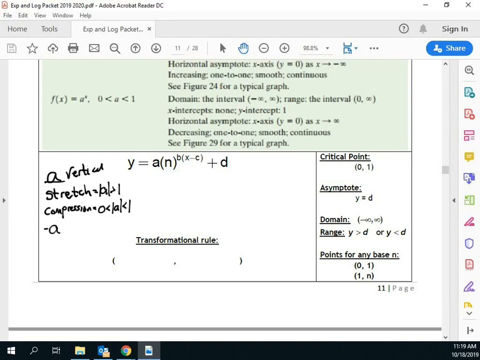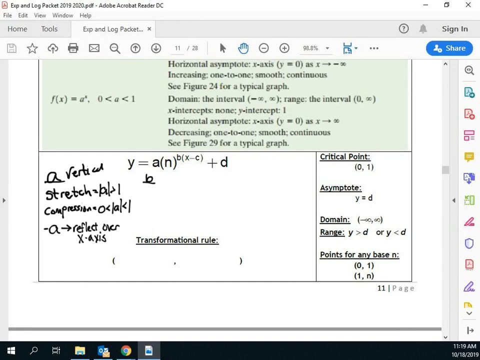If it's negative A, then what? What happens if we put a negative in front of any equation? If it's negative, it reflects over the x-axis. All right, so as you can tell, guys, that's in front of the equation. A is in front, it deals with vertical. Do you see that? Let's move along alphabetically. So let's go on to the next one.